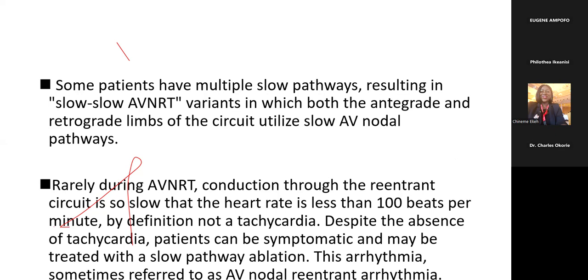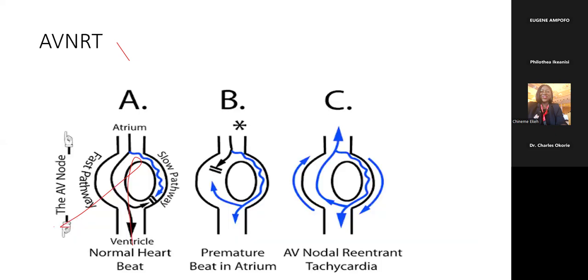Then we also have another entity. Rarely, during AVNRT, conduction through the reentrant circuit is so slow that the heart rate is less than 100 beats per minute. By definition, this is not a tachycardia. Despite the absence of tachycardia, patients can be symptomatic and may be treated with slow pathway ablation. So this arrhythmia is sometimes referred to as AV nodal reentrant arrhythmia. Okay, that is the description I just made about the slow and the fast.